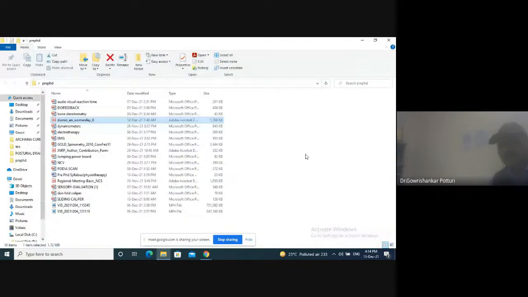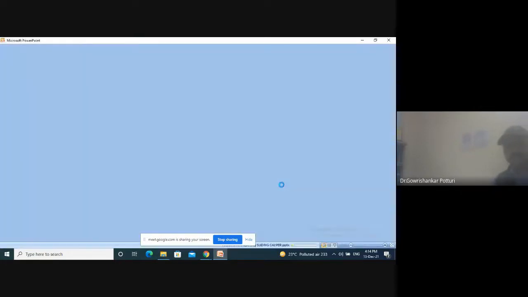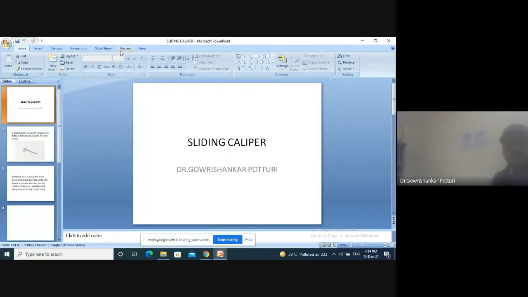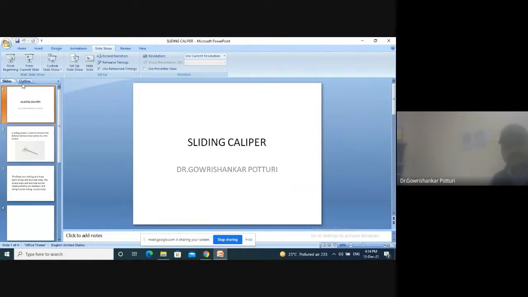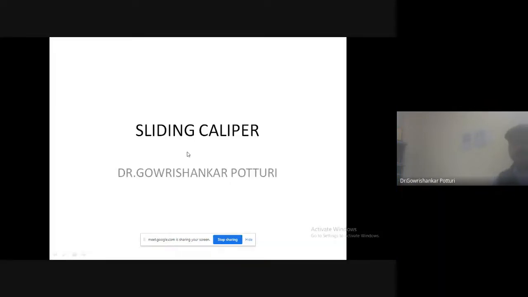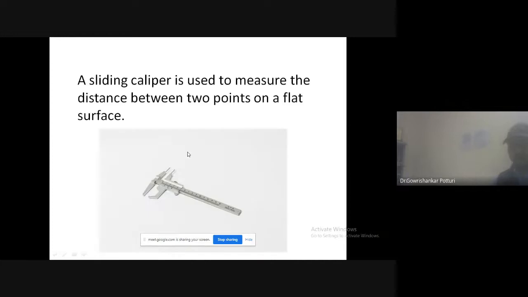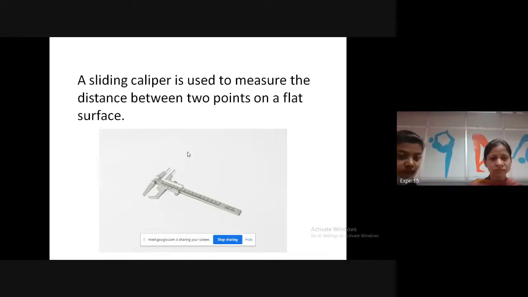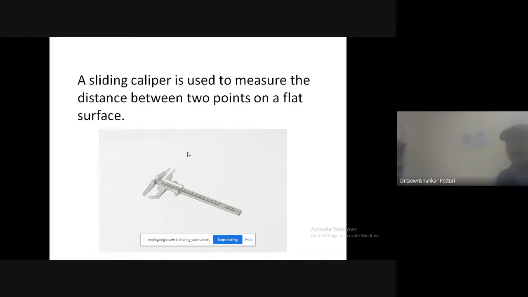Then the last part of this unit 1 is the sliding caliper. This is nothing but the vernier calipers from your intermediate. I don't know whether you have done it or not. Yes, instrument, yes, the vernier calipers experiment will be there. Same thing. A sliding caliper is used to measure the distance between 2 points on a flat surface.